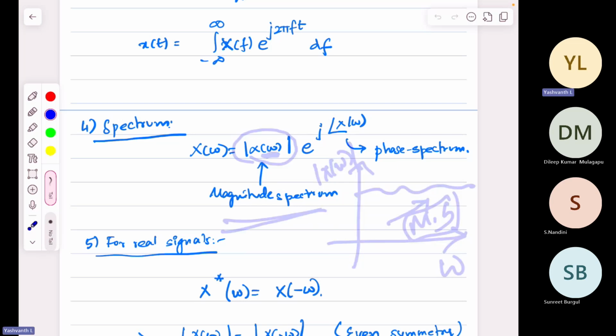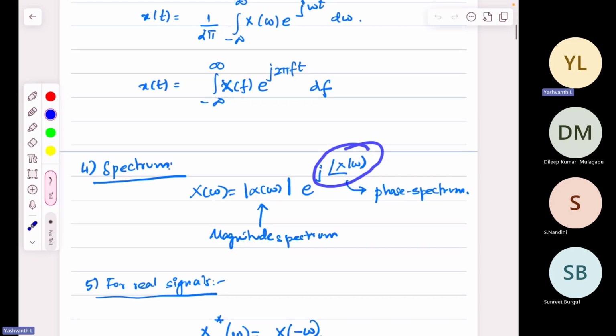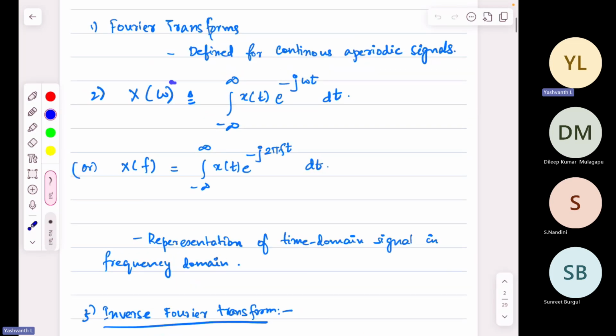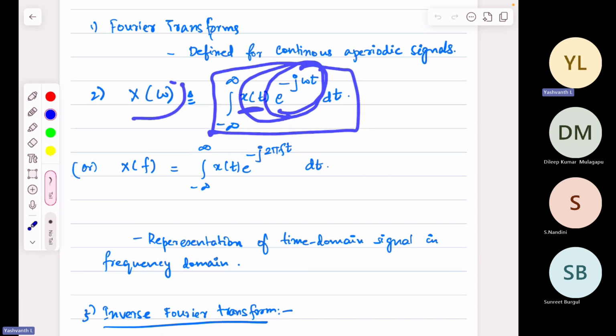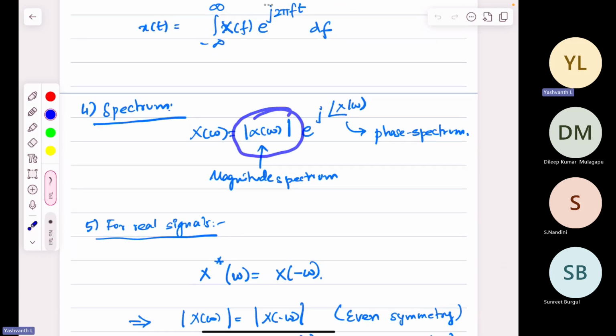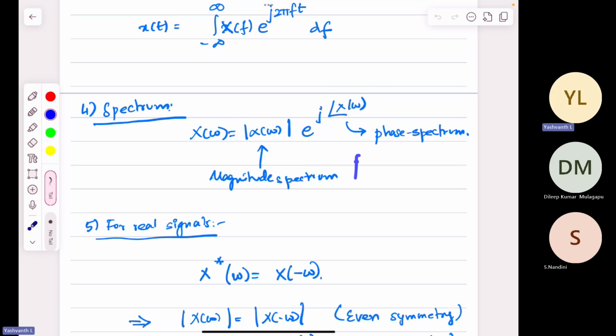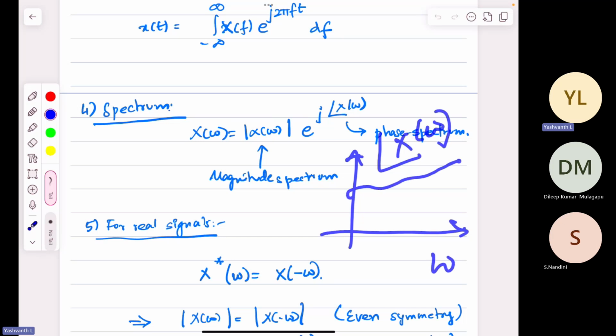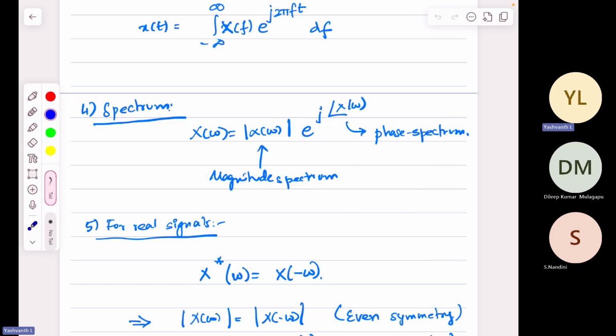Similarly, if I take the angle of the Fourier transform, go back to the definition of the Fourier transform. e power minus j omega t is a complex number. Even if x of t is a real number, the multiplication of x of t with e power minus j omega t is a complex number. So essentially you're doing a complex integration, so the output should also be a complex number. So the Fourier transform is a complex valued function. Therefore it has a real magnitude part and a phase part. Now if I plot the phase of the Fourier transform, that is angle of x of omega with respect to omega, I will get some graph. This graph is called the phase spectrum of the signal x of t.